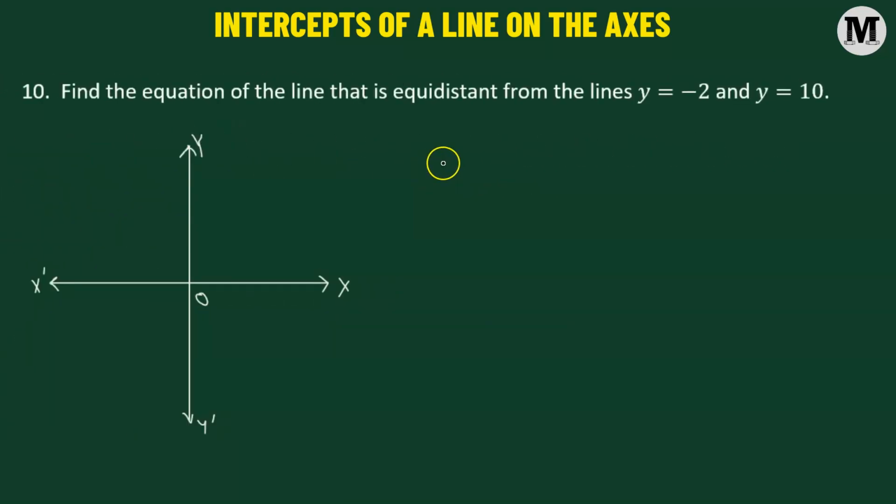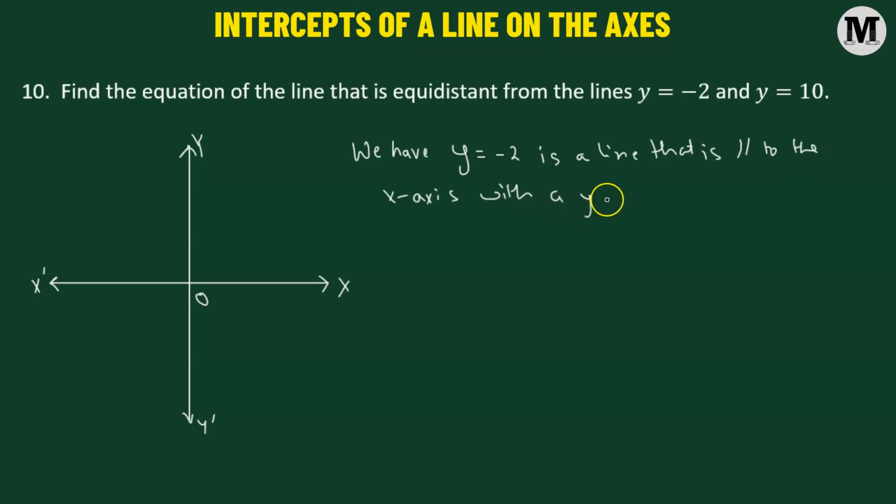So find the equation of the line that is equidistant from the lines y equals -2 and y equals 10. So let's start with the first equation. We have here y equals -2. Now this is a line that is parallel to the x-axis with a y-intercept of -2. So let's draw a line which is parallel to the x-axis and has a y-intercept of -2. That means it's going to intersect the y-axis at y equals -2. So here we have the line y equals -2.